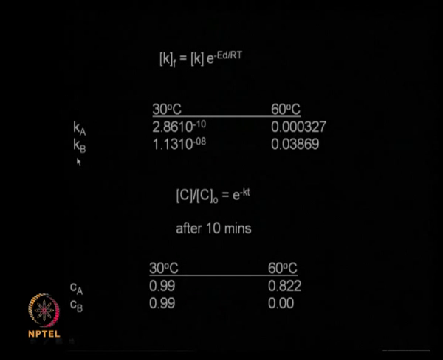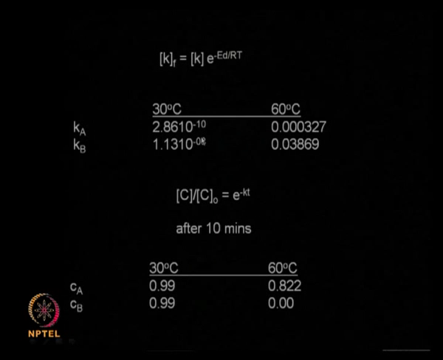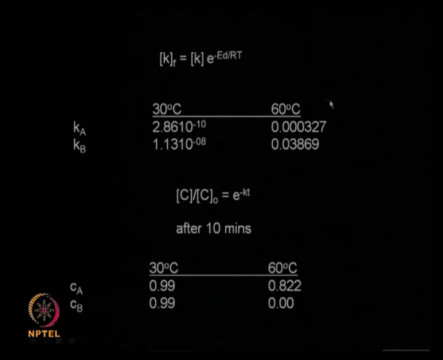Similarly, for the second lipase at 30 degrees I get the K as this, and for the second lipase at 60 degrees I get the K at this. So you can see as the temperature increases, the K value also increases, you see that, okay.